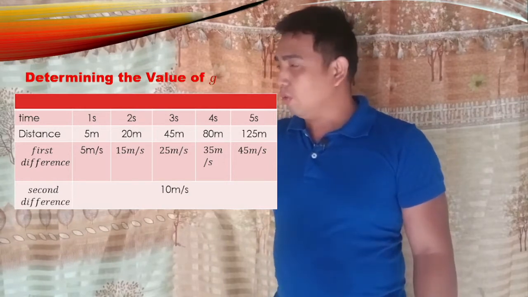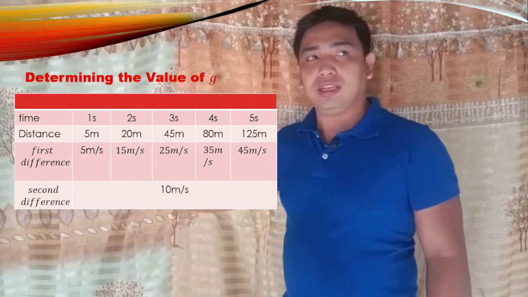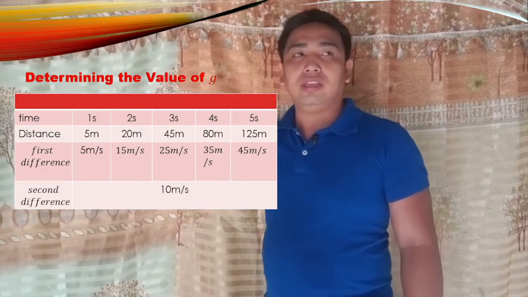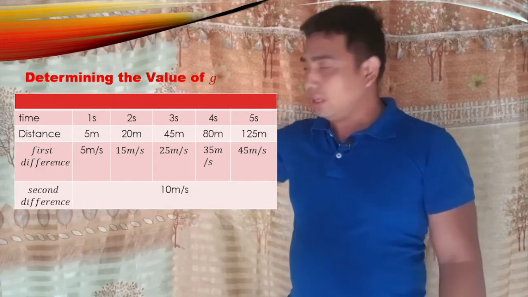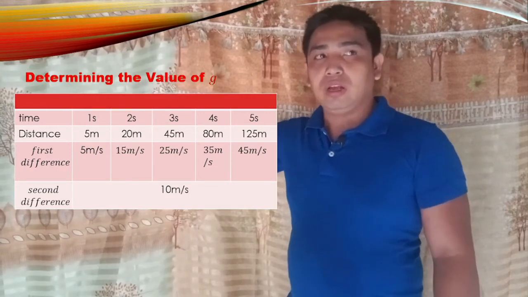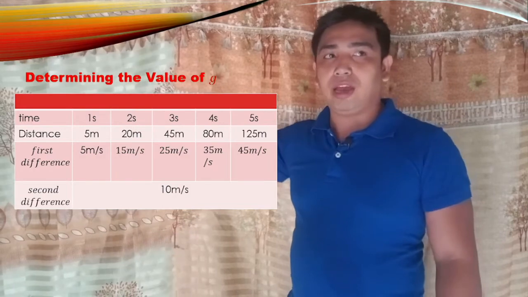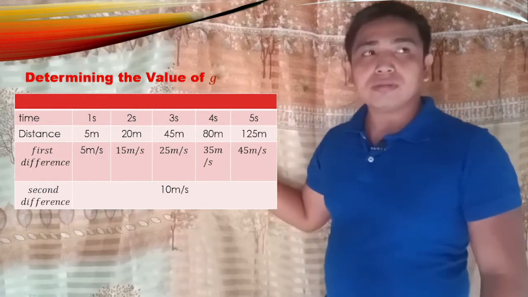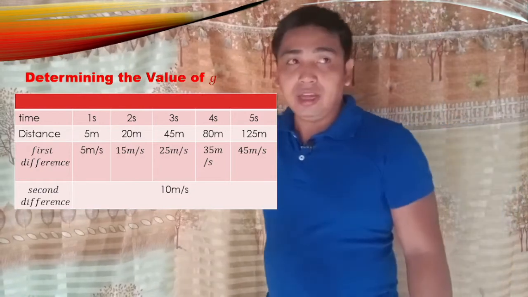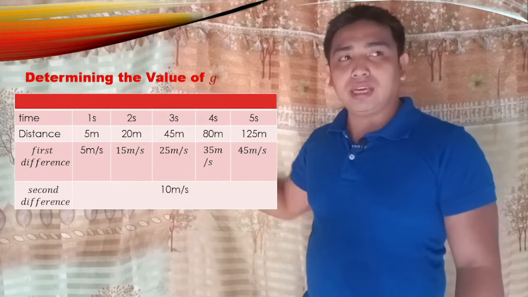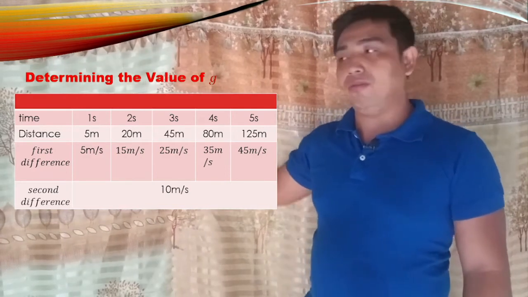Okay, so we're gonna get the first difference, that is 20 meters minus 5 meters, and that's gonna be 15. And we're gonna do it with 45 and 20, with 80 and 45, and 125 and 80. So those are the first differences: 5 meters, 15 meters per second, 20 meters per second, 35, and then 45.